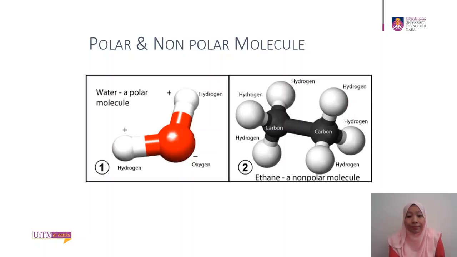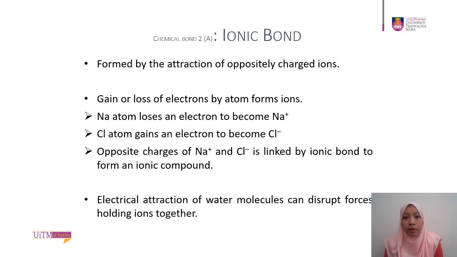All right, the next type of bond is the ionic bond. It's formed by the attraction between oppositely charged ions. An example is sodium chloride, where the sodium ion, which is positive, is attracted to the negatively charged chloride ion. The gain or loss of an electron by an atom will form an ion.